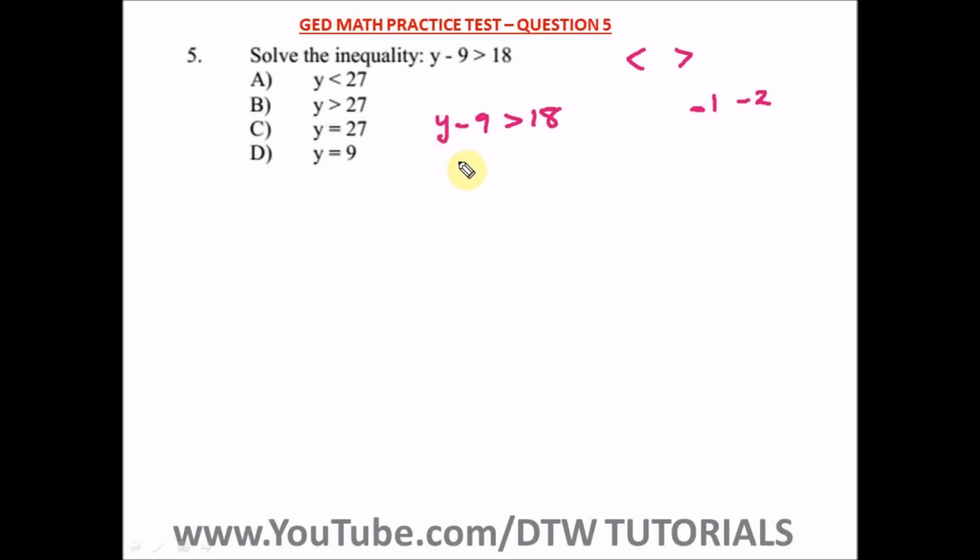So from here we have y is greater than. Taking minus 9 to the other side, this negative sign is going to change to a positive sign. So we have 18 plus 9.